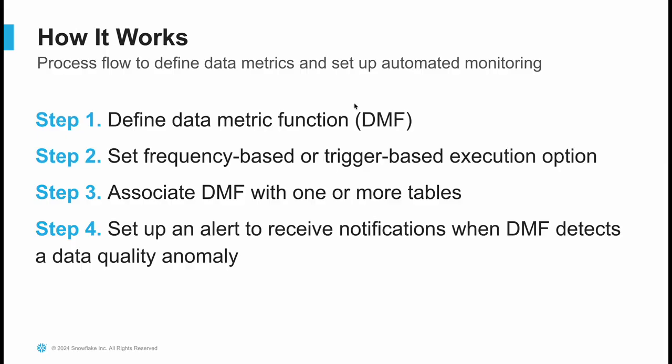Once you associate a DMF with a table and set that up, those results are going to write to that Snowflake table for the data quality results, on the schedule that you have requested. You can then, from that table of results, set up an alert to receive notifications when a DMF detects any abnormalities or anomalies.